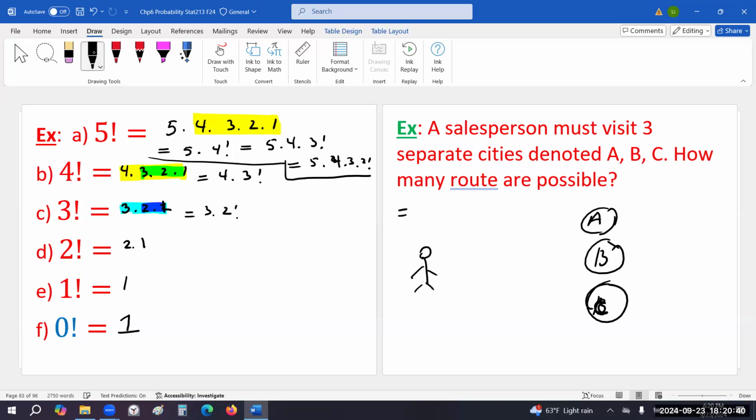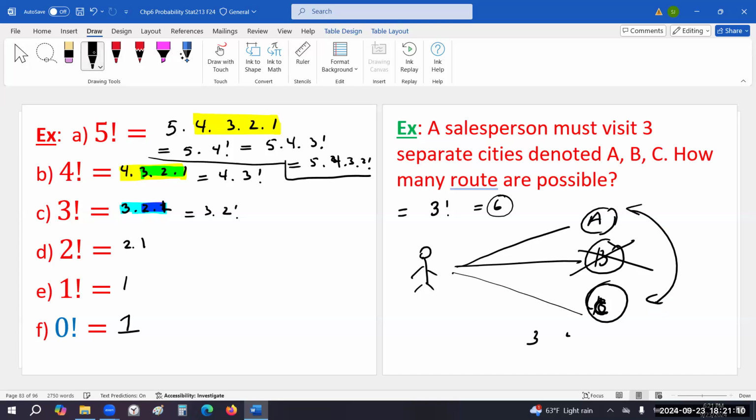How did you figure that out? 3 factorial. Why do you think 3 factorial? Because we have 3 separate cities. When he starts his journey, he has 3 places to go. Let's say he went to B. And now how many places does he have to go? Either A or C. So 2 choices. Let's say he went to A. Now what is his last resort? C.